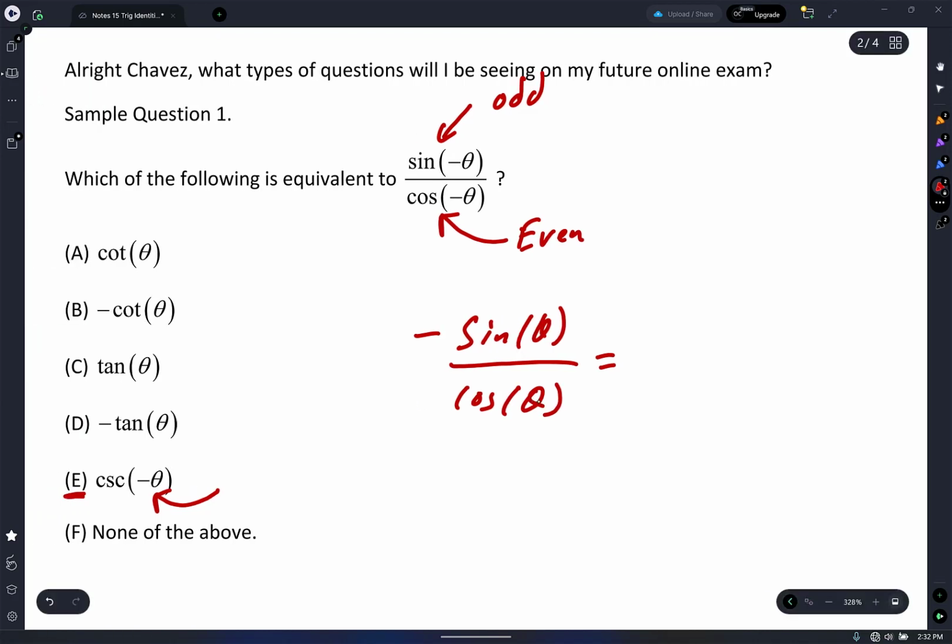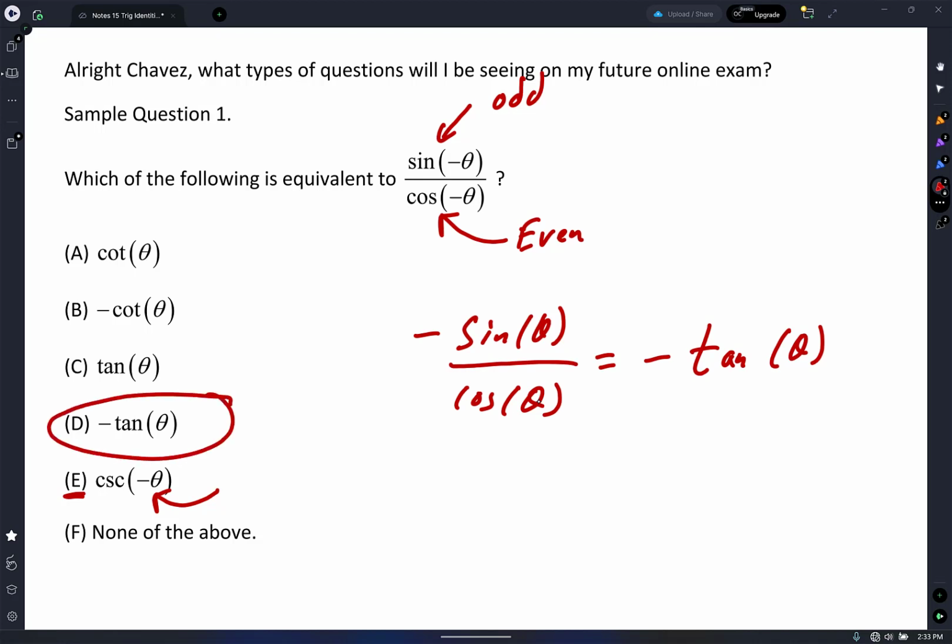All right. So, negative sine theta over cosine theta. I don't see that answer in there, but it is in there. Sine over cosine is the same thing as what? Not cotangent or tangent? Which one? Tangent. No, it's all good. This is a safe space. Tangent, negative tangent of theta. Is that answer in there? There it is.